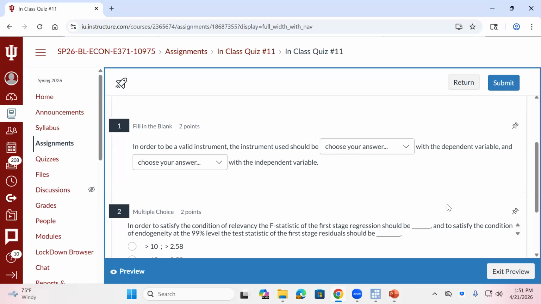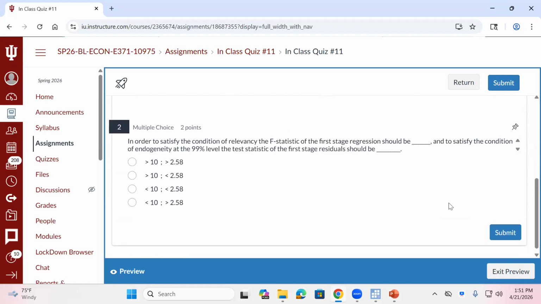Now, we talked about one thing we can use to tell whether that first criterion is met, whether it's correlated with our X or independent variable: looking at the statistical significance of our first stage results. The statistical significance from that first stage tells us whether the instrument had an impact on our X variable. That was our first stage. We tried to predict that X variable using our instrument Z.